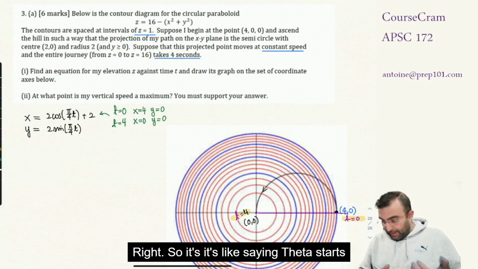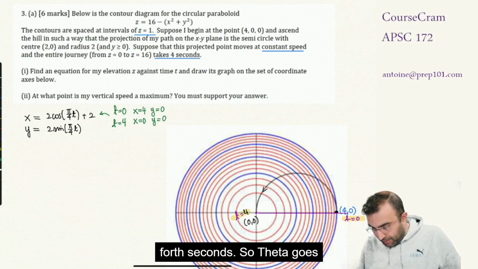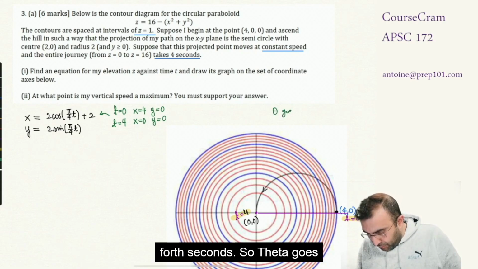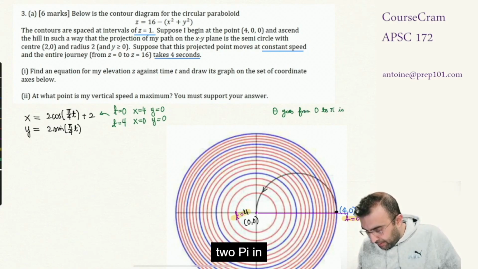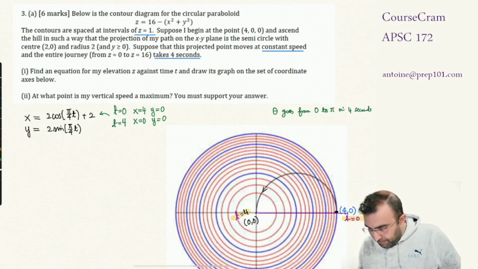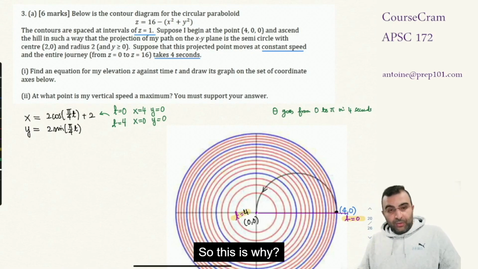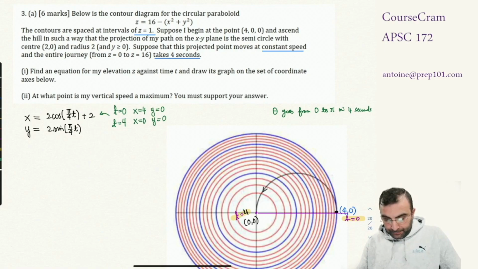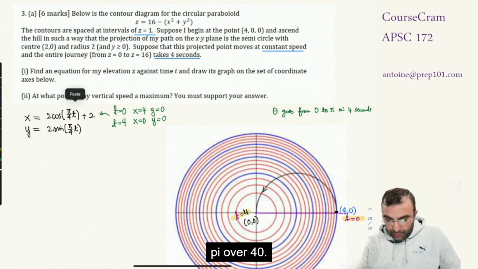Right? So it's like saying theta starts at 0 and it goes to pi in 4 seconds. So theta goes from 0 to pi in 4 seconds. So that's what I want here. So this is why I decided to make theta, the inside here, pi over 4t.